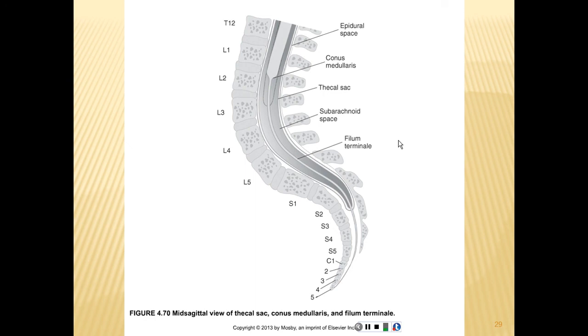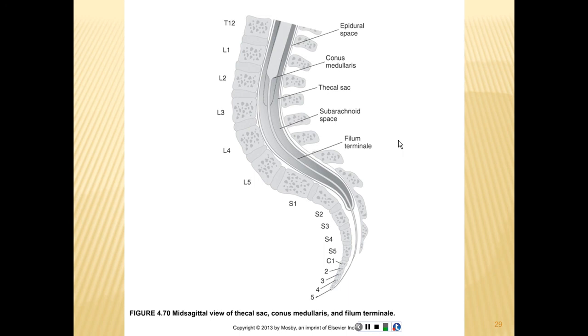This image can be found on page 211. Throughout its length, the delicate spinal cord is surrounded and protected by cerebrospinal fluid, CSF, which is contained in the thecal sac formed by the spinal meninges. The dura mater is a tough outer layer that extends to S2, creating the thecal sac.